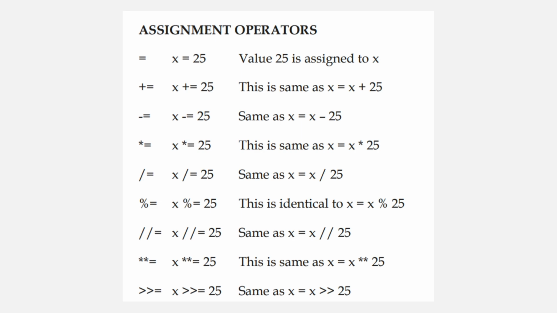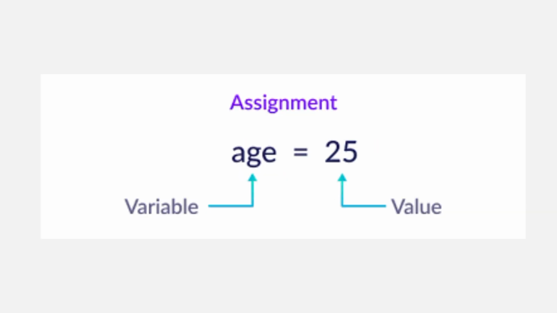And then next, assignment operators. Shown on the screen: assignment operators are equal to, plus equal to, minus equal to, multiply equal to, divide equal to, double divide equal to, modulus, multiply, greater than, less than. These are all assignment operators. A value is assigned to x. This is the same as x is equal to x plus 25. This is an example of an assignment operator, and this is identical to x is equal to x multiplied by 25.